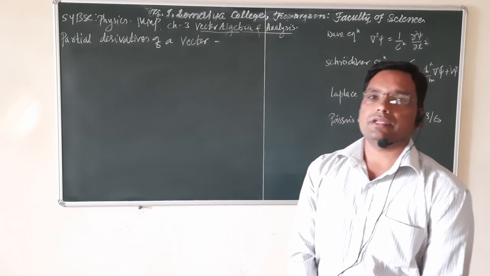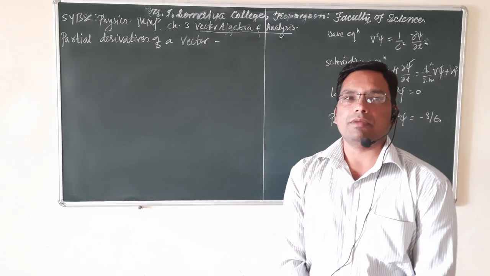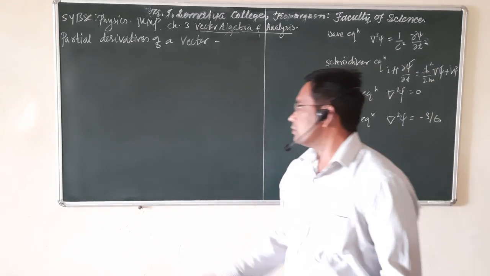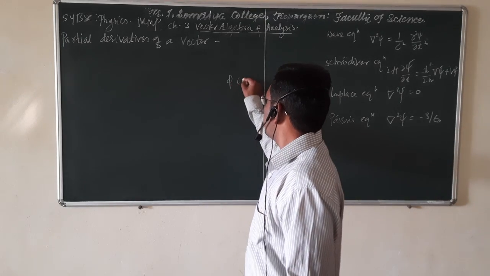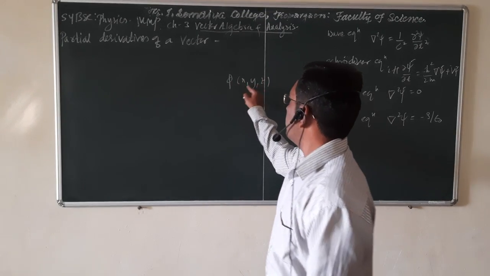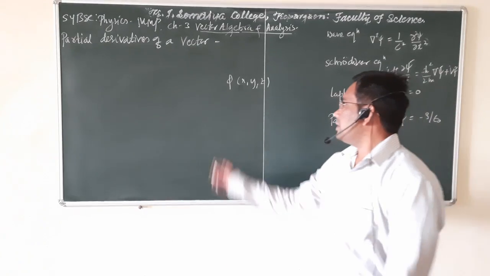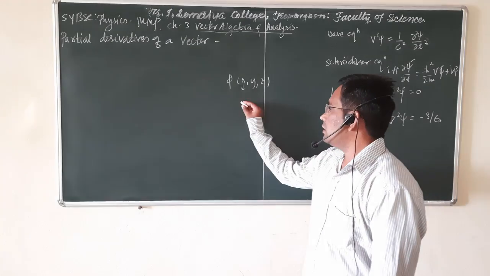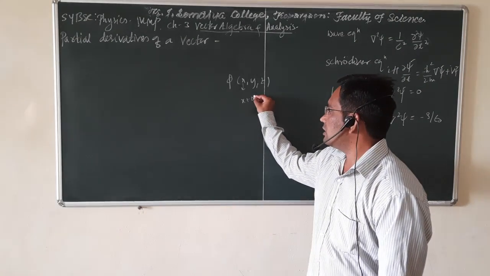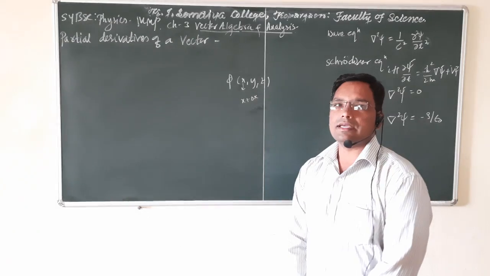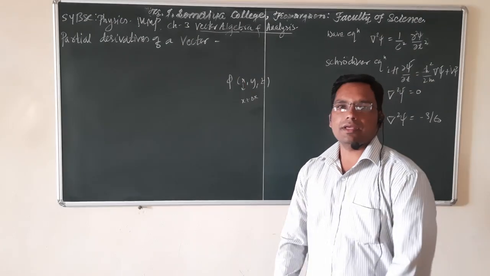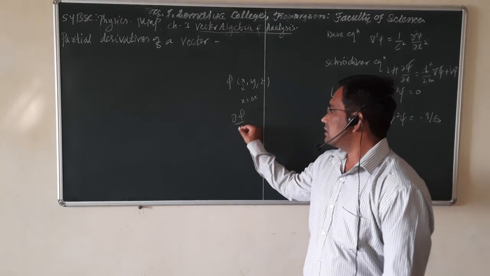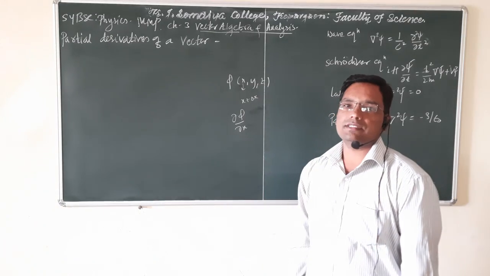Suppose that scalar function is a function of two or more variables, more than one variable. Suppose this is a scalar function of three variables x, y, and z. If you take an increment in only one variable, then x changes to x plus delta x, where delta x is an infinitesimal increment. In that case the derivative of phi with respect to x is known as the partial derivative of that scalar function.